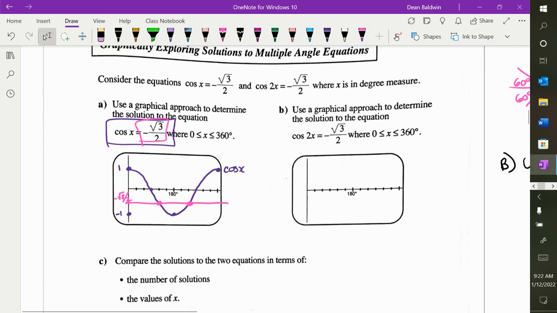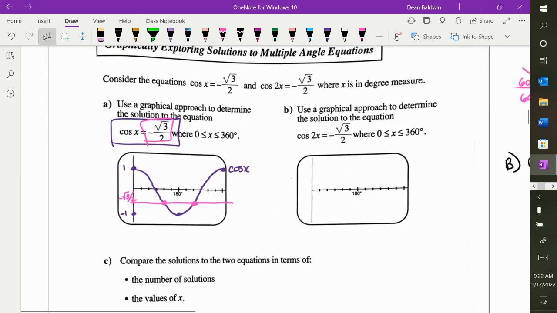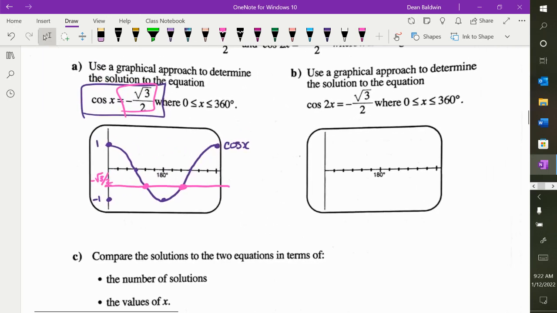Where those two lines intersect, that's what we're doing when we solve these questions. We're finding where those lines intersect. And in this case, I'll just give you the answers. We don't actually have to do it. 150 and 210. Okay, everybody okay with that? That's what we've been doing so far.